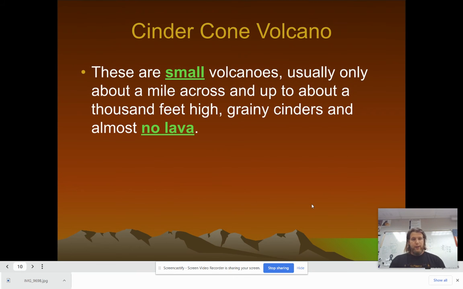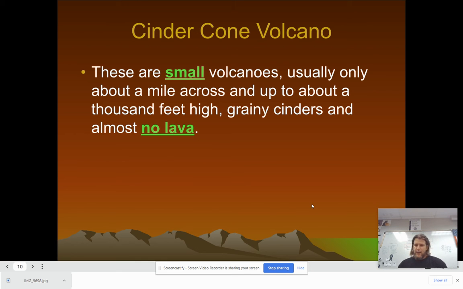For the cinder cone volcanoes, these are small, cute little volcanoes. You can see them if you drive up the 395. If you get to around what's called Coso Junction, you'll see a bunch of them. They're really cool. They're usually not very wide and not very tall. They're almost like mini composite ones, and they can get to be about 1,000 feet high. So not super tall, but still neat on the landscape to see.